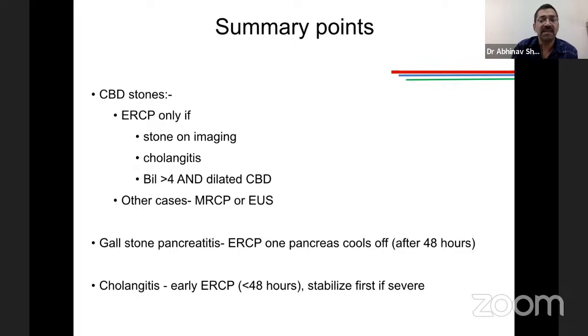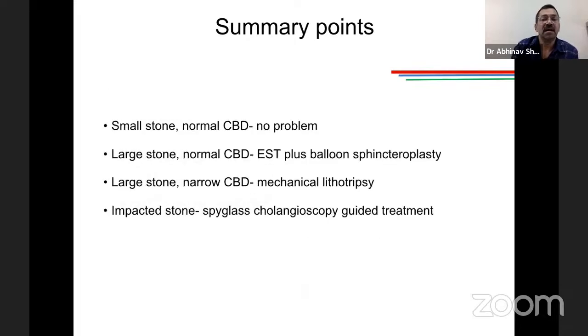In cholangitis, we tend to do early ERCP within 48 hours, but if the patient is very sick, in septic shock, then we have to stabilize him first and then do ERCP. Small stone, normal CBD, no problem, that will be removed simply with sphincterotomy. Large stone, normal CBD, sphincterotomy with balloon sphincteroplasty will do the job. Large stone with narrow CBD is a problematic situation. We have to resort to mechanical lithotripsy. For impacted stone or failed mechanical lithotripsy, spyglass cholangioscopy with endoscopic guided treatment.